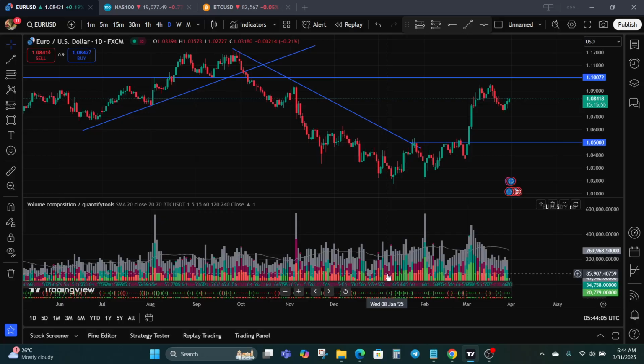So if you're tired of falling for false signals, the volume composition indicator is a must-have tool in your trading arsenal. It helps you see real volume dynamics, filter out market noise, and improve trade selection.